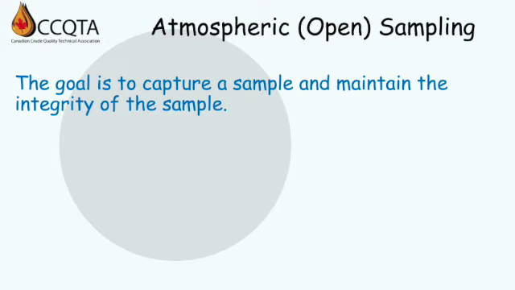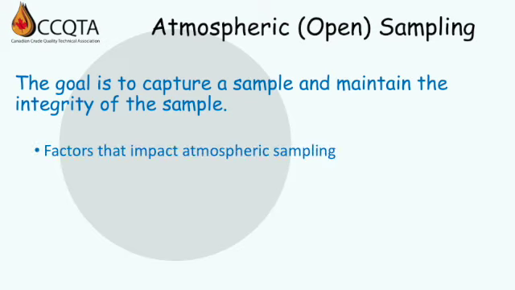The goal is to capture a sample and maintain the integrity of the sample. These are the factors that impact atmospheric sampling and can impact the integrity of the sample. Product temperature and pressure. If the product is from a high temperature source, then the vapor pressure of the material may also be high with potential for rapid loss of light ends. The same goes for a high pressure source. If the source is high pressure, the vapor pressure may also be high.